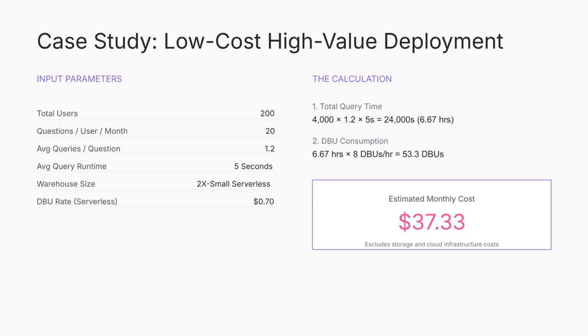Calculation. Total query time equals 4,000 times 1.2 times 5 equals 24,000 seconds, approximately 6.67 hours. DBU consumption equals 6.67 times 8 equals 53.3 DBUs. Monthly cost approximately $37. Yes, you heard that right. $37 a month for 200 users asking thousands of business questions.